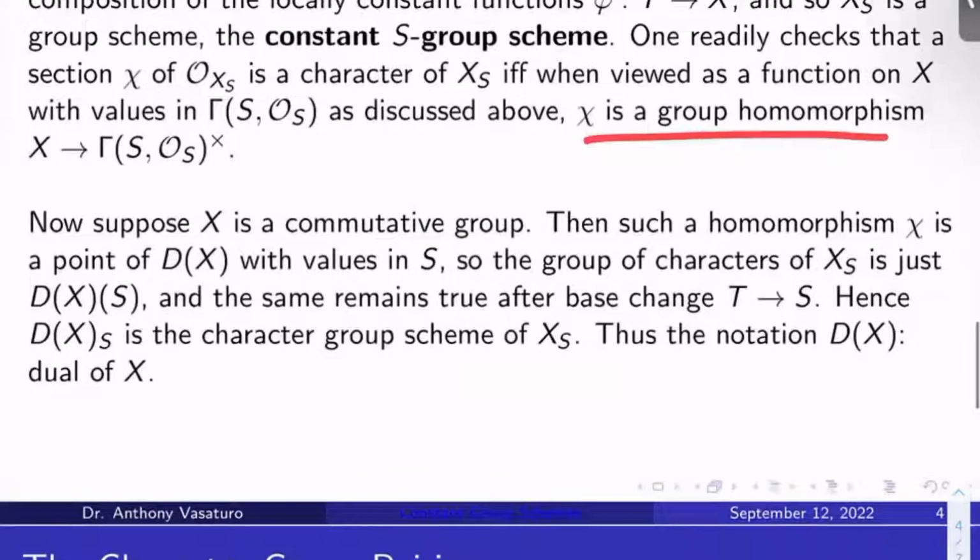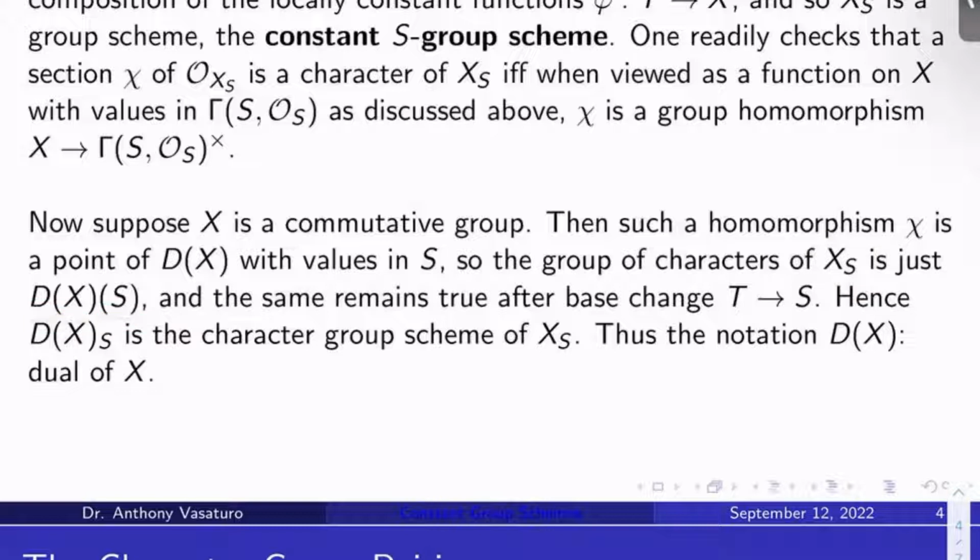Then such a homomorphism chi is a point of D(X) now. Just by definition of D(X), if you go back to my videos on examples of group schemes, you'll see that now we have something that's a point of D(X), and it has values in S. And so what does this tell you? This tells you that the group of characters of X_S is none other than D(X)(S), the S points of D(X).